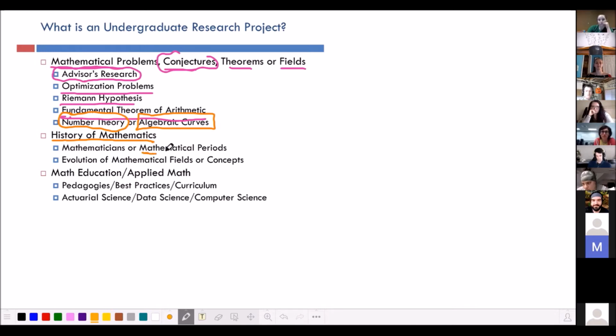Or mathematical periods. Maybe you're interested in the calculus wars between Newton and Leibniz, or you're interested in the history of geometry or the Euclidean, non-Euclidean geometry, the parallel postulate, whatever, right? So those types of ideas, evolution of mathematical fields. I'm always fascinated by this, or concepts.